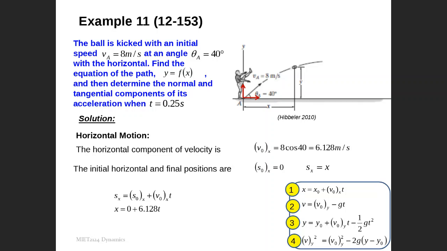One more example. We have a ball which is kicked with initial velocity 8 meters per second. So here is our velocity, 8 meters per second, and the launch angle is 40 degrees. Projectile motion. Find the equation of the path. And out of this, find normal and tangential components of acceleration when the instant of time is 0.25 seconds.